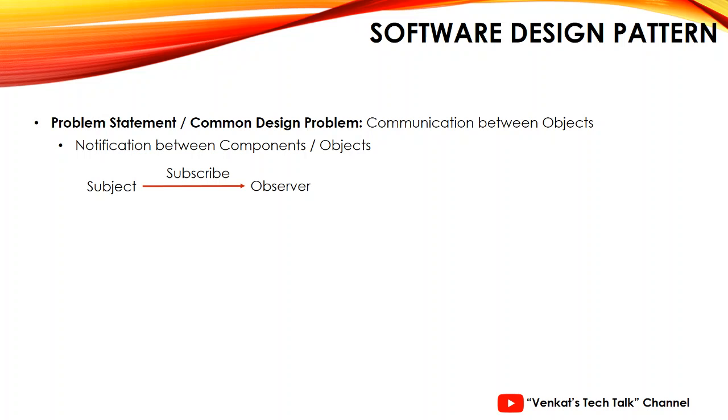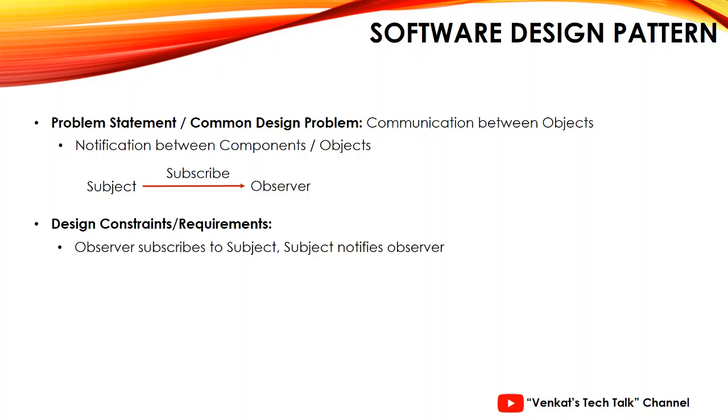When it comes to designing object-to-object communication, there are a few design constraints, or we can say design requirements. Rules or requirements, however we want to say it. The observer is a component which subscribes to the subject, and the subject is a component which notifies the observer. This is the fundamental rule or design requirement.